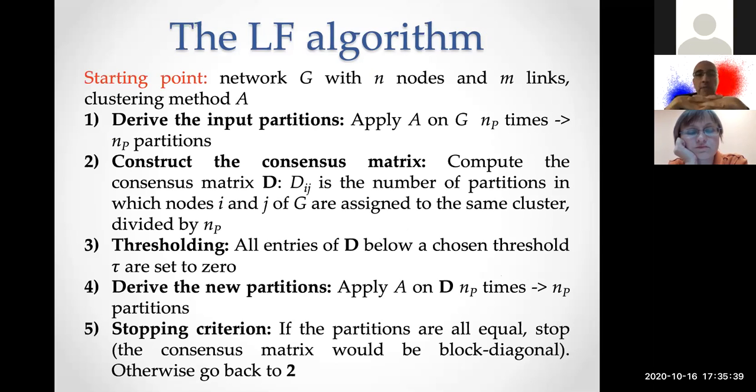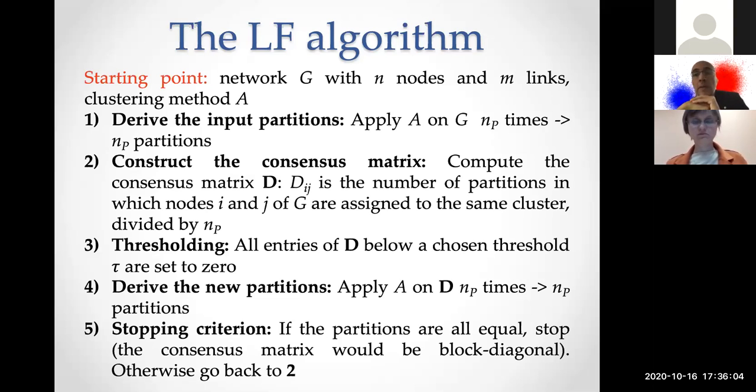You start from the input partitions: you apply your technique A on G, NP times, where NP is the number of input partitions you want to find. You usually get different results. You construct your consensus matrix the way I told you. So basically, for two nodes i and j, you check in how many partitions these two nodes are in the same cluster, and you divide by NP.